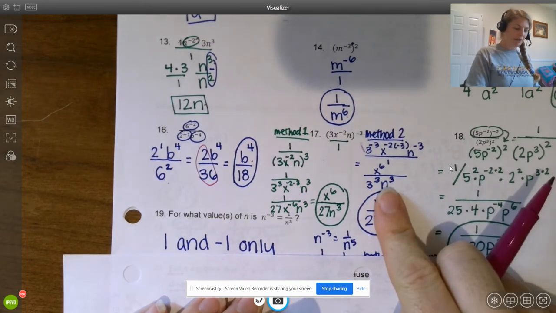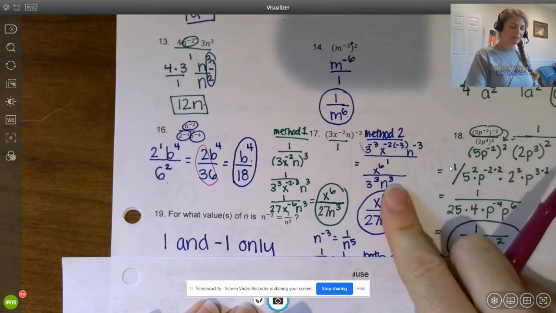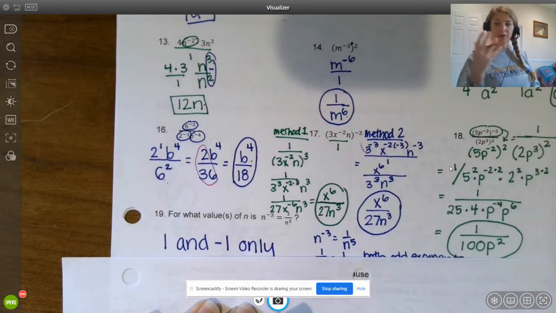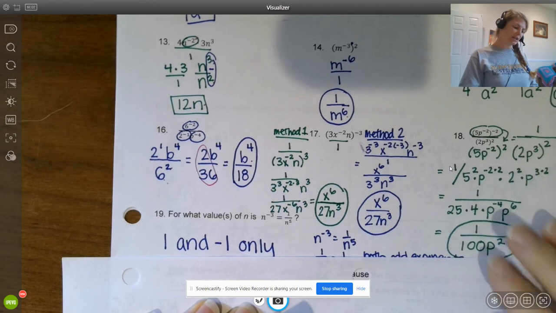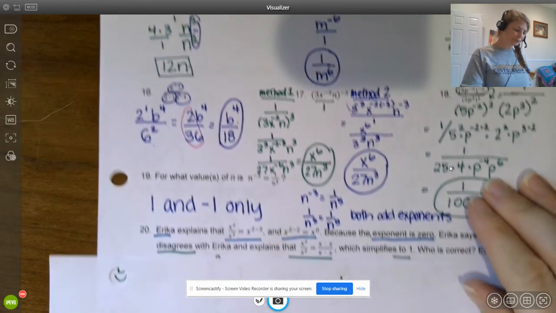17 we did together. In my notes, you'll see I showed a couple different methods just because there's a lot of ways we can use these rules. It's just some are a little more efficient than others.